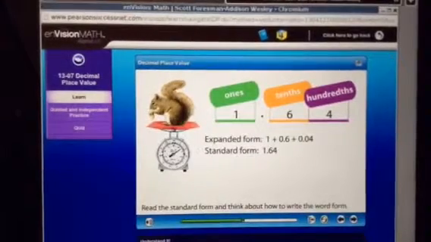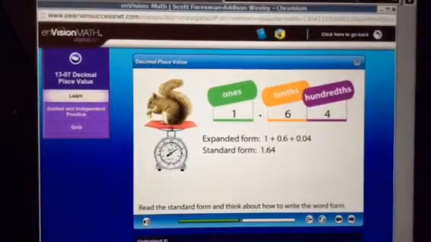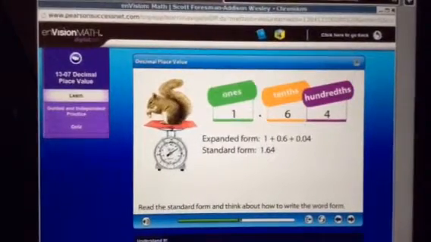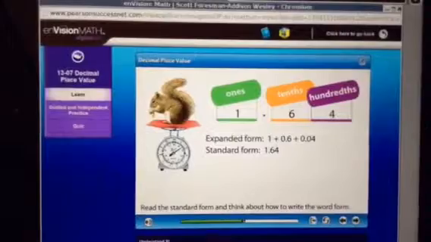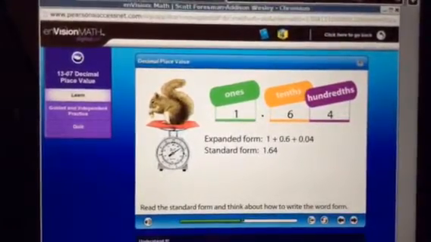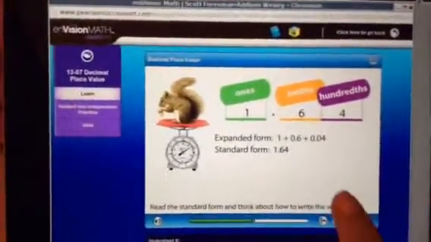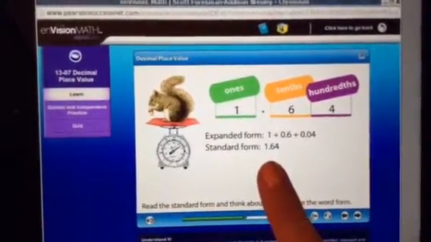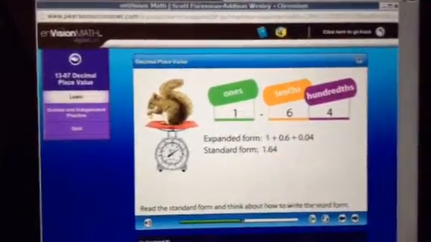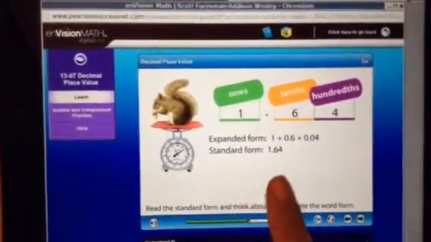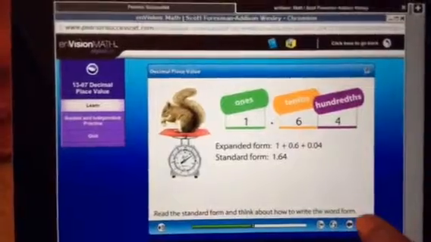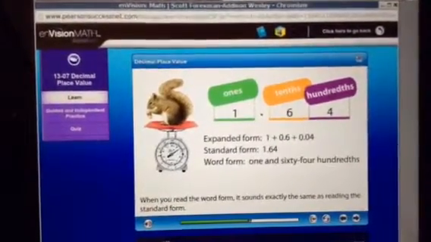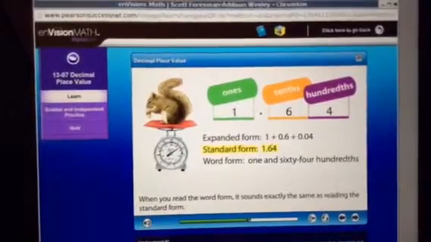Read the standard form and think about how to write the word form. That's the third way you're going to be asked how to write decimals and numbers, in word form. And we've done this before too, so the easiest way to do this is read your standard form, read your number out loud, and we all know how to read this. You would read it as 1.64. And you would just simply write that. When you read the word form, it sounds exactly the same as reading the standard form.